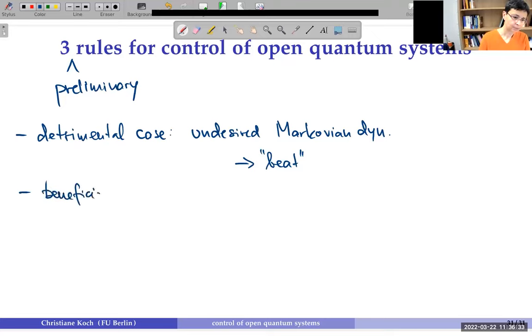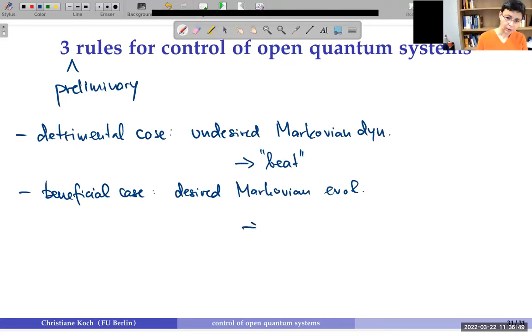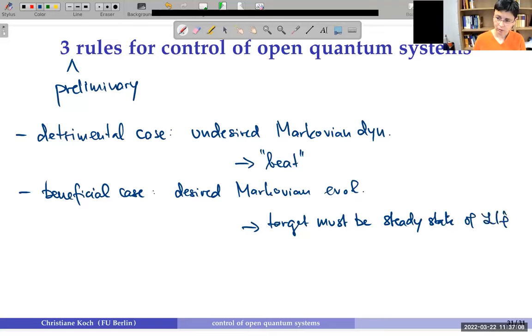There can also be beneficial cases. So that would be desired Markovian evolution. And then the target state must be the steady state of the Liouvillean. Fixed state or steady states, both terms are used. And in the example that I just rushed through in the last couple of minutes, this is exactly what we realized in the original experiment from 10 years ago. The steady state was not completely identical to the target state. And then we modified the fields in order to make sure that this condition is really fulfilled.